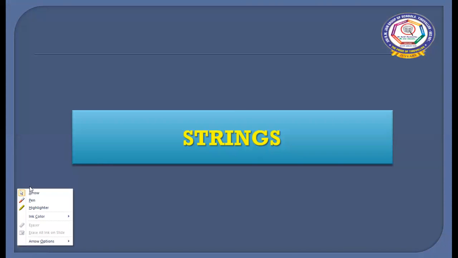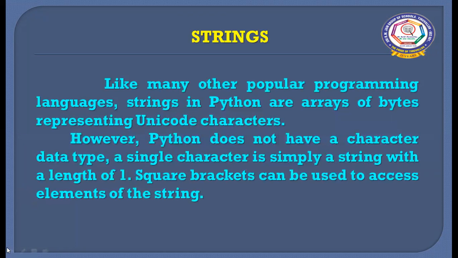The first one is string. Like many other popular programming languages, strings in Python are arrays of bytes representing a unique group of characters, which means they can hold a sequence of values. However, Python does not have a character data type. A single character is represented as a string. A single character is simply a string with a length of 1.